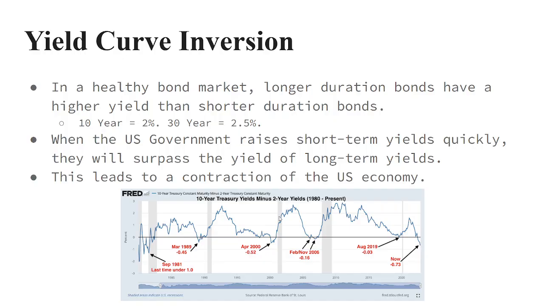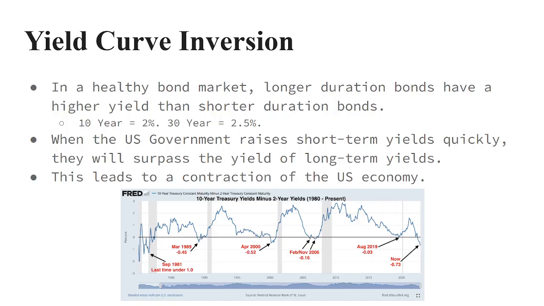Something about bonds: in a healthy bond market, longer duration bonds have higher yields than shorter duration bonds. This makes sense because you want to have more return if you're willing to risk more of your time. What this translates into is in a healthy market, the 10-year treasury is going to yield 2%, and the 30-year treasury is going to yield 2.5%. Those are kind of just made-up numbers that I pulled.